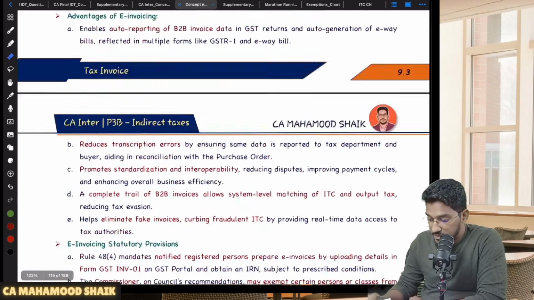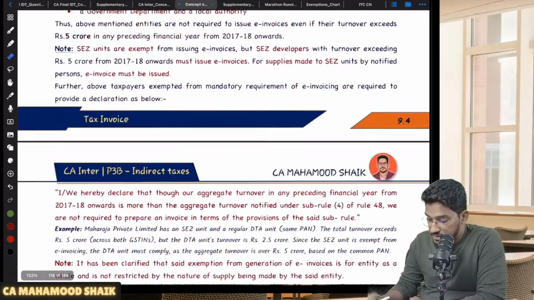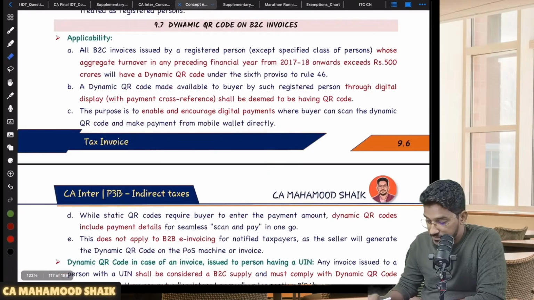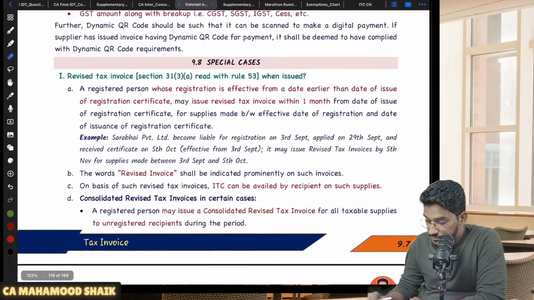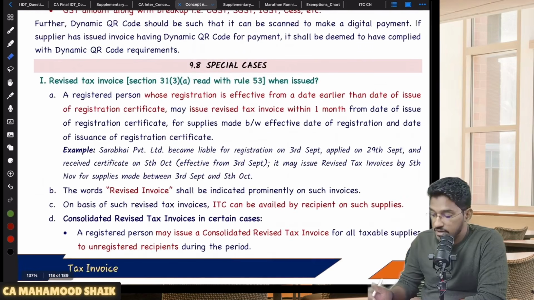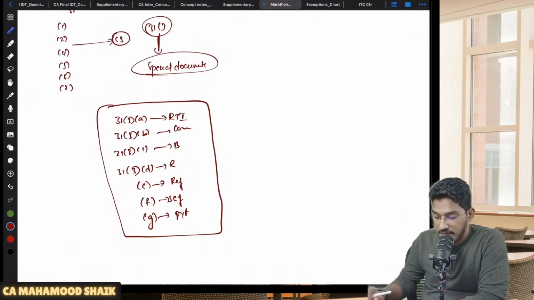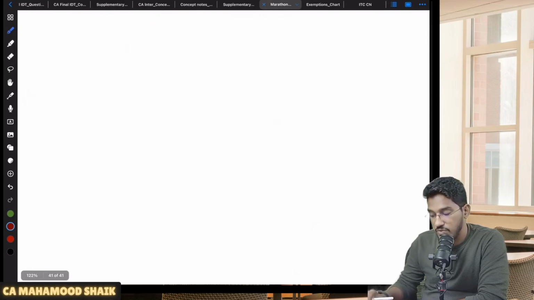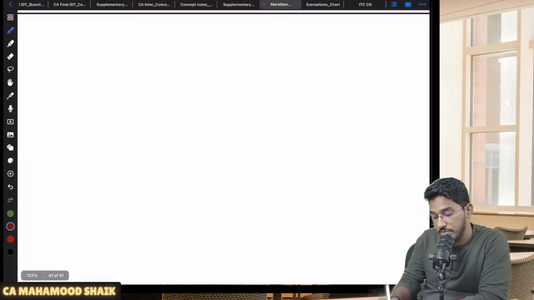Okay, so let me come here. 31 subsection 3, special circumstances. Special cases. First, I will talk about 31 subsection 3 clause A, which talks about a document called revised tax invoice. Sir, what is that revised tax invoice? I will try to explain it in a simple manner.